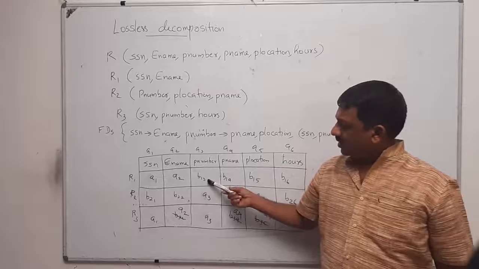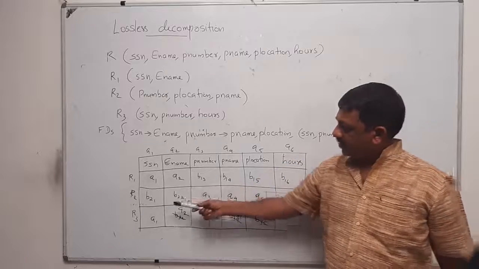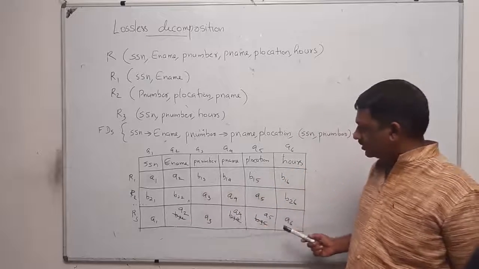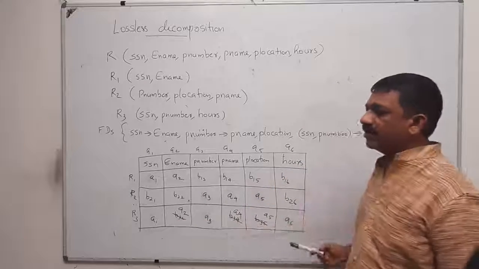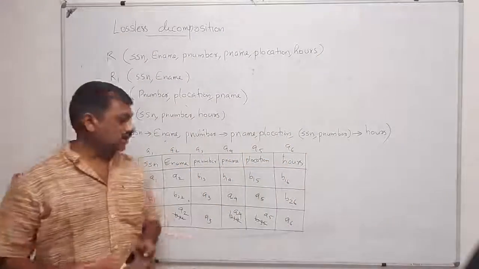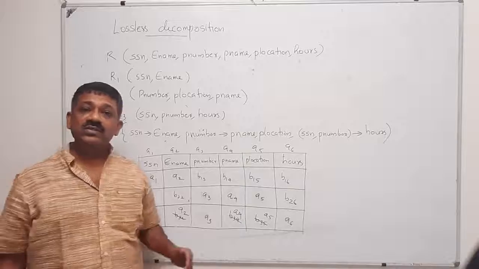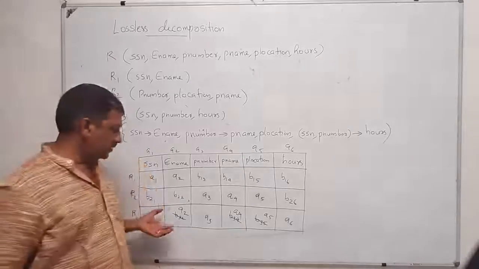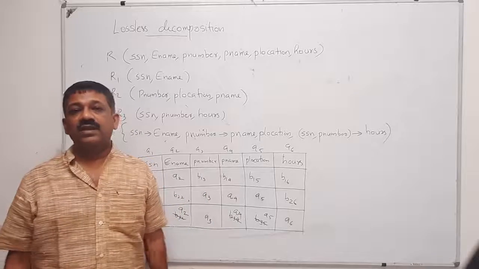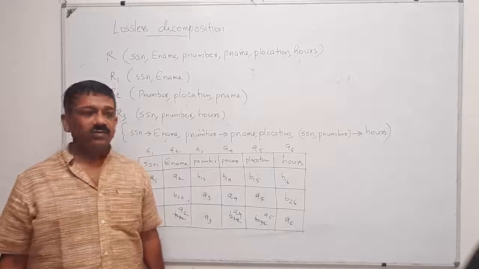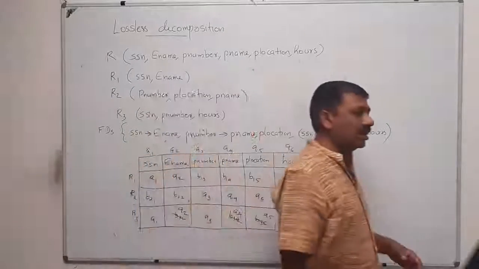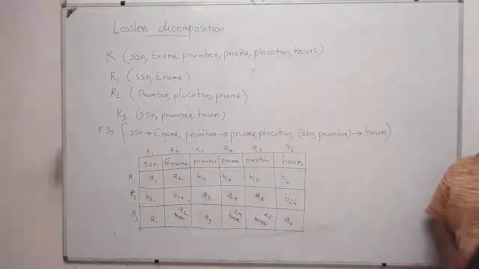Here we have A's, but here there is a B. Here starting from B, here A1, A2, A3, A4, A5 and A6. That means here we have a row which has all A's. So this is a lossless decomposition. If there is a row which has all A's, then that is a lossless decomposition. This is the way you can check whether a decomposition is lossless or not.